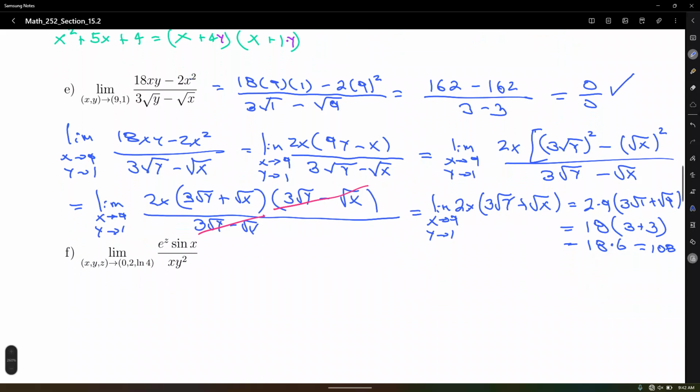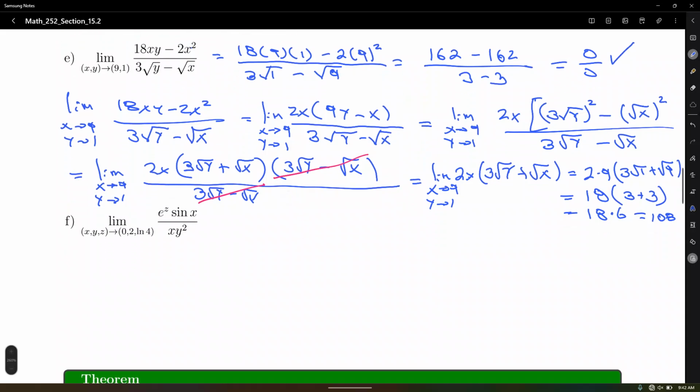Of course, let's have a look at the next example where we have this time 3 variables, right? So a limit with 3 variables. We're going to use special limits you learned back in Calculus 1. By direct substitution, e to the z, that is e to the ln of 4, sine of x, which is 0, everything divided by 0 times y squared, that's 2 squared.